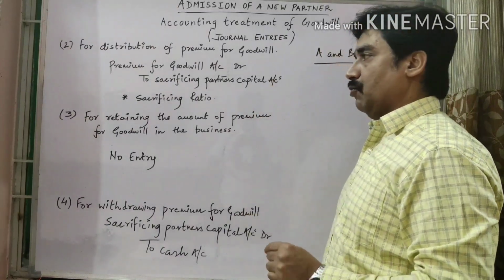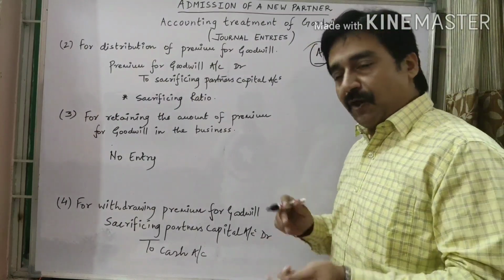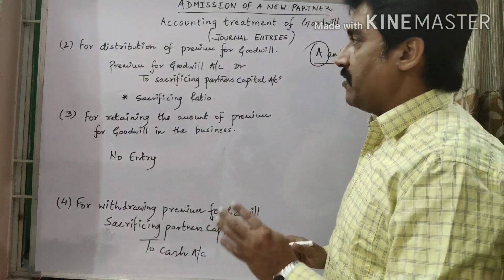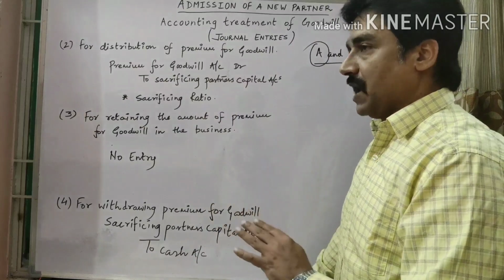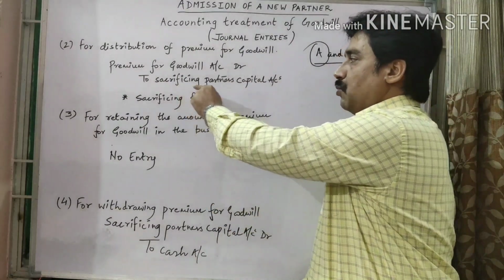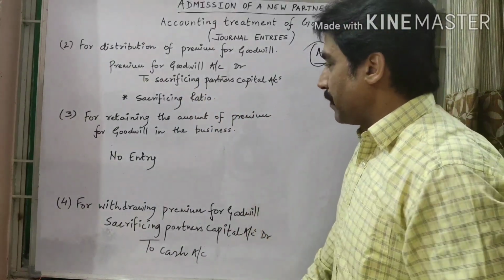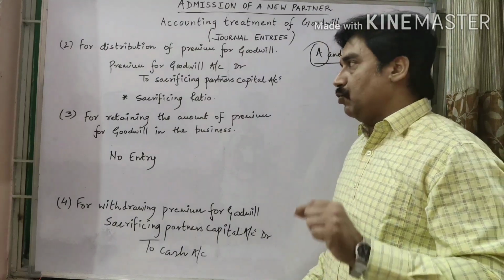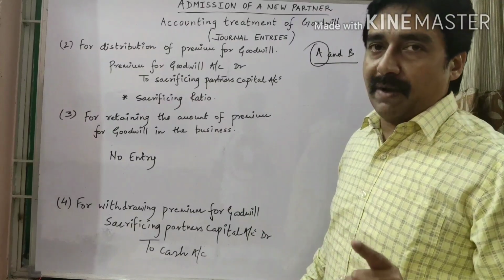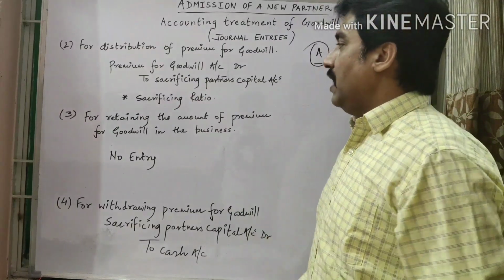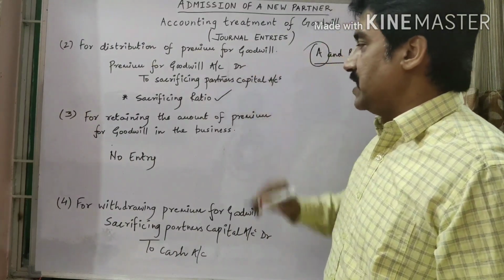Therefore where I've written sacrificing partners, you will be writing A's capital account and B's capital account. Now what would happen if only A is sacrificing, or for that matter only B is sacrificing? The entry then would be premium for goodwill account debit to A's capital account or to B's capital account, which actually justifies what I've written here. I've written sacrificing partners. That means the premium for goodwill will be given only to the sacrificing partners. If a partner has not made a sacrifice, then he will not be getting the premium for goodwill. And this premium for goodwill will be distributed always in the sacrificing ratio.